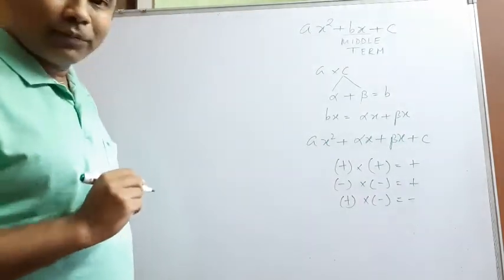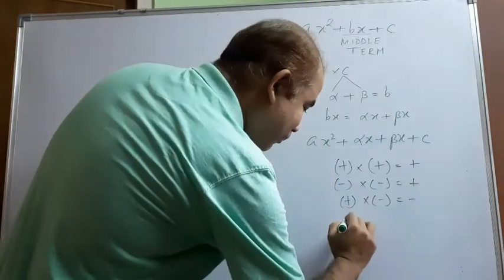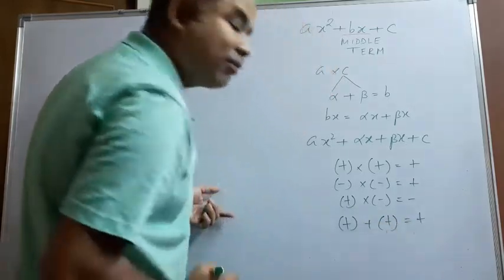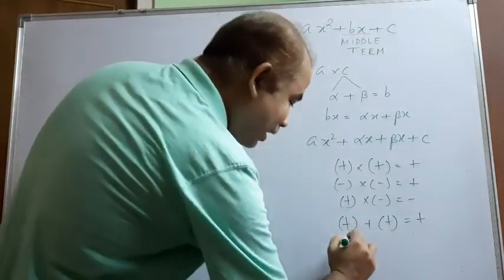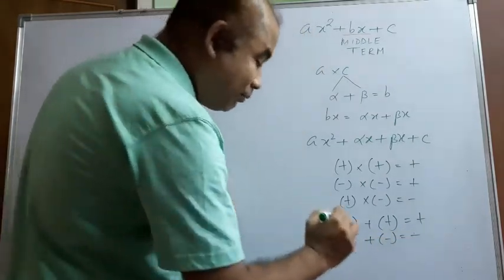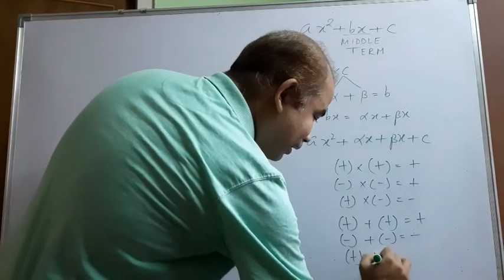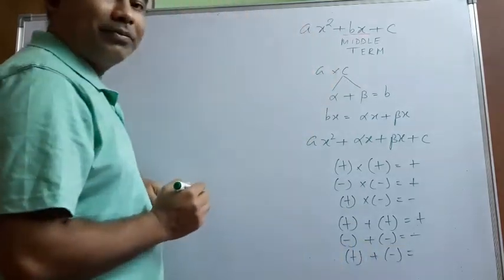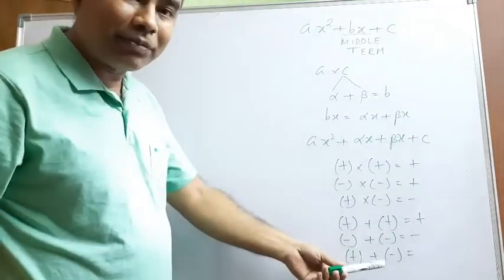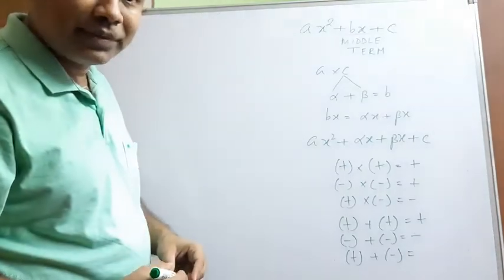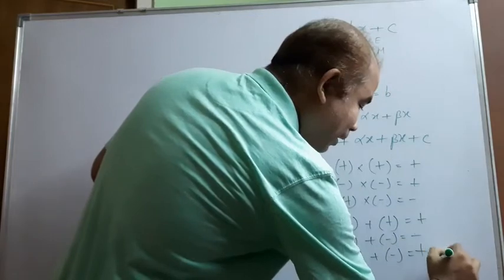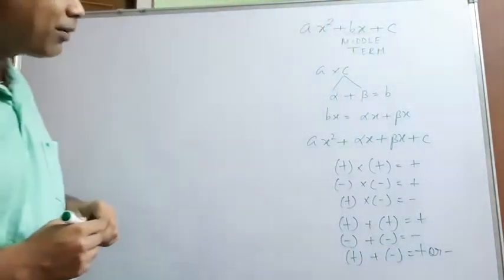One more thing you have to know: if you add two positive numbers, the answer is a positive number. If you add two negative numbers, the answer is a negative number. But if you add a positive and a negative number, the sign of the result will be positive or negative according to whichever is bigger. If the positive number is bigger, it will be positive. If the negative number is bigger, it will be negative. That's what you have to know first.